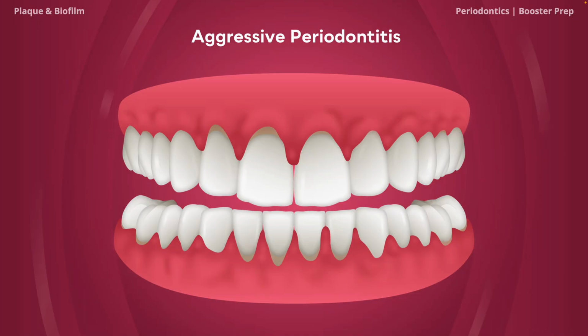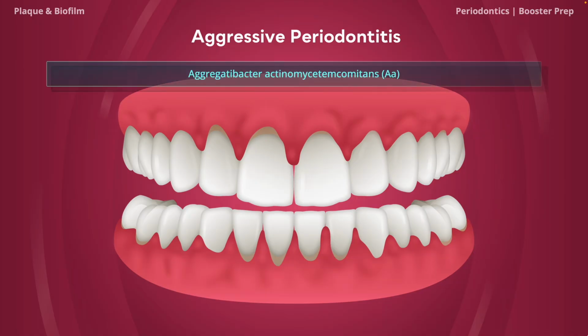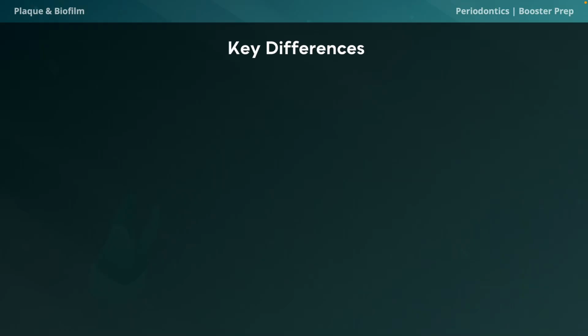And the key fact that you need to know here is that aggressive periodontitis is strongly linked to a specific type of bacteria, and that's called, get ready for it, Aggregatibacter actinomycetemcomitans. Yeah, that's a fun one to say. It's also just abbreviated as AA, and AA plays a big role in causing the damage in aggressive periodontitis.